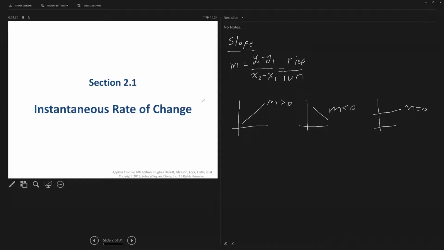Here we are introducing another name for slope, which is called the rate of change. You can think about it as a fancier name for slope, and it's mostly used in terms of application. Rate of change is given by the change in y values over the change in x values. So this is basically what a rate of change is, and we're looking at something called the instantaneous rate of change. Let's take a look at our first example. We're not actually going into the material yet.